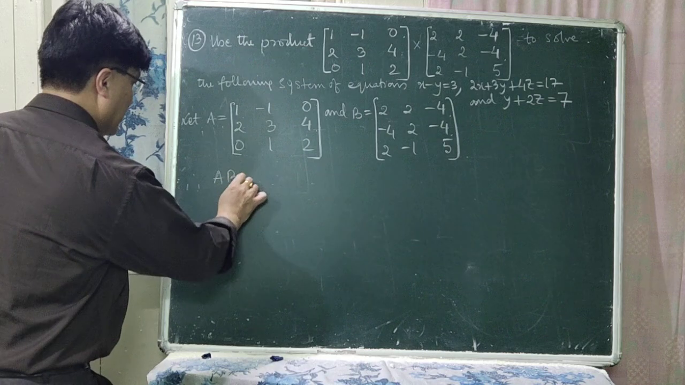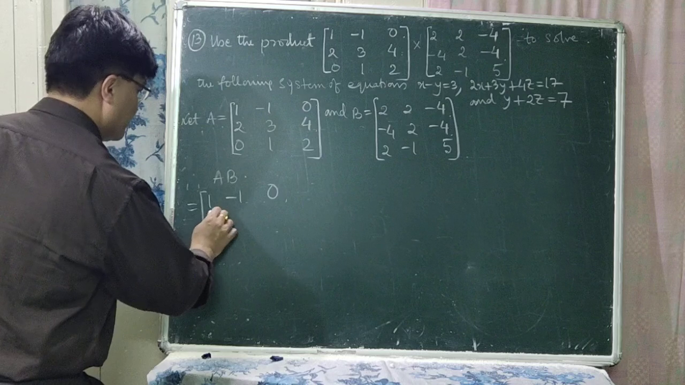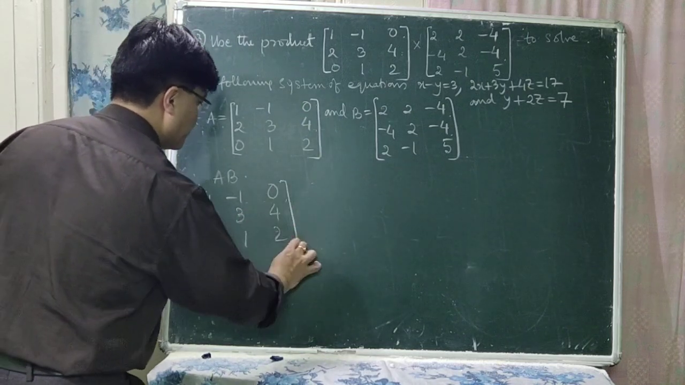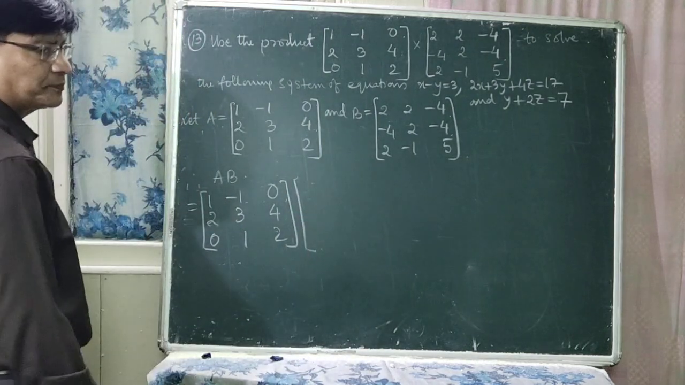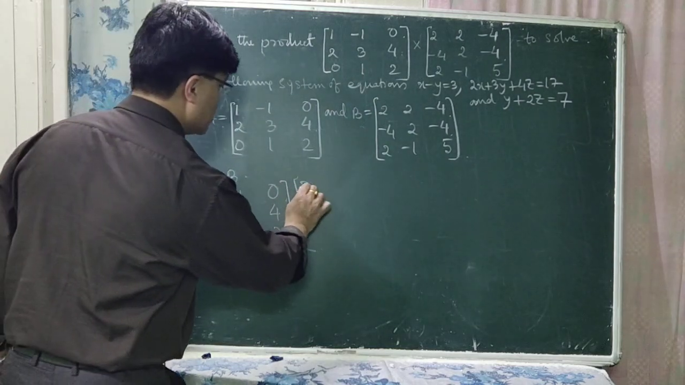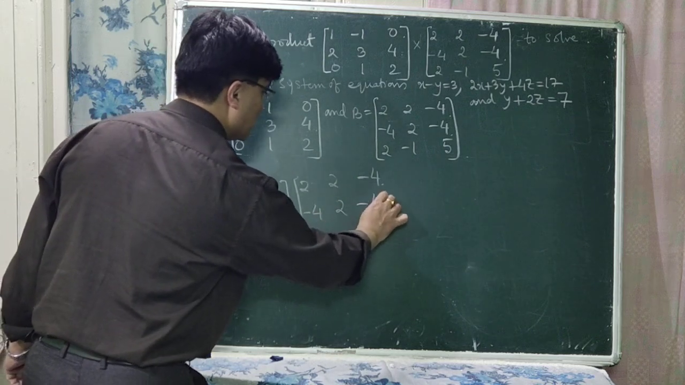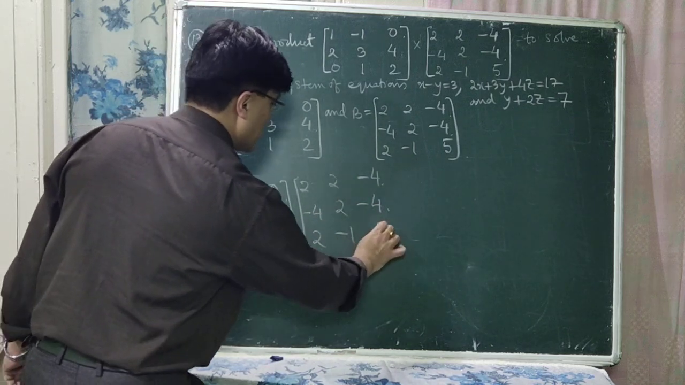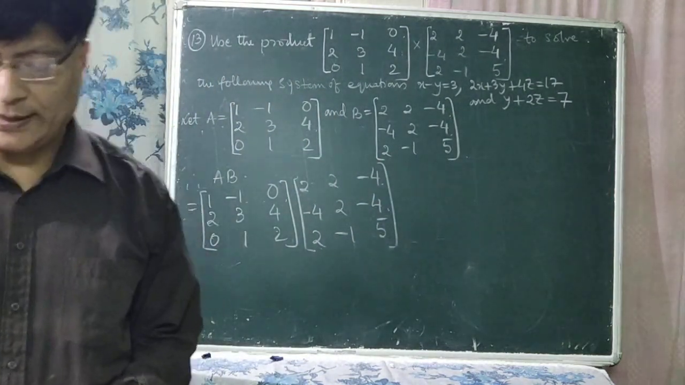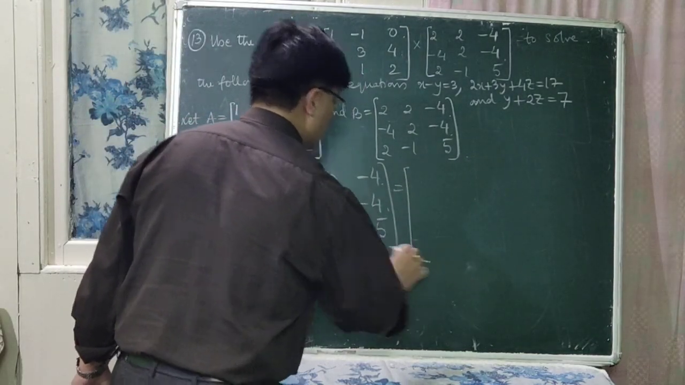Therefore, AB is equal to A, which is [1, -1, 0; 2, 3, 4; 0, 1, 2], times B, which is [2, 2, -4; -4, 2, -4; 2, -1, 5]. So let us multiply them. You can multiply these two matrices.